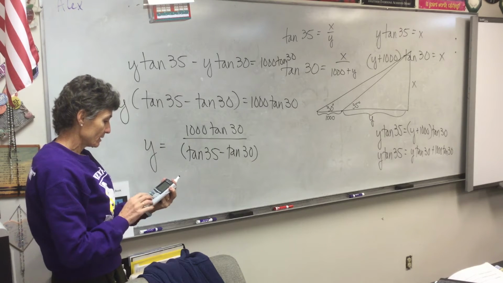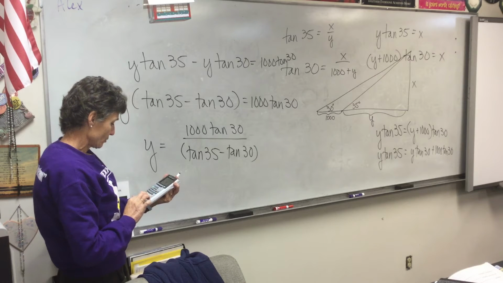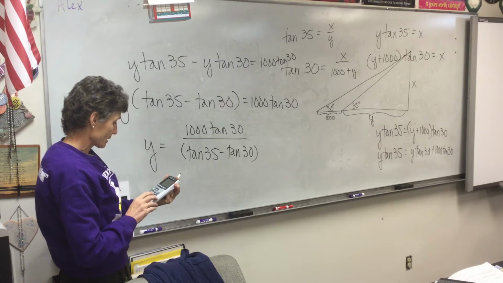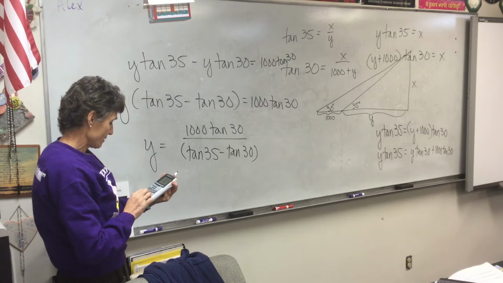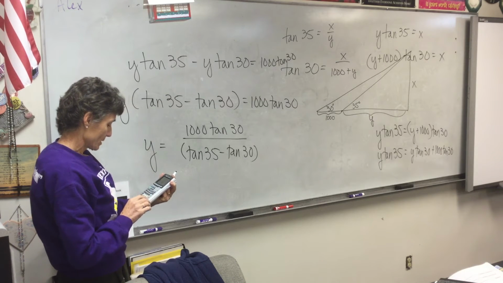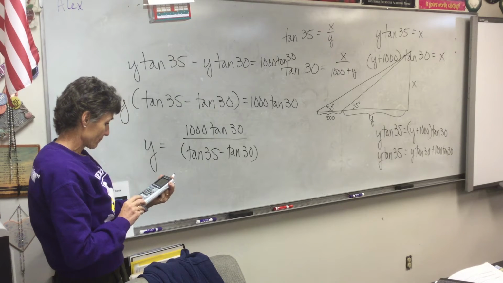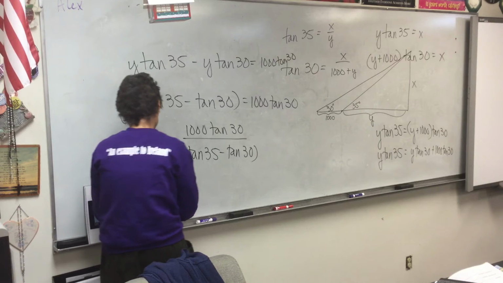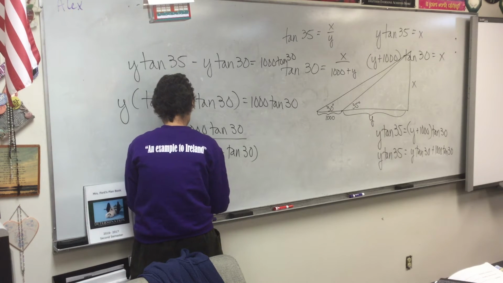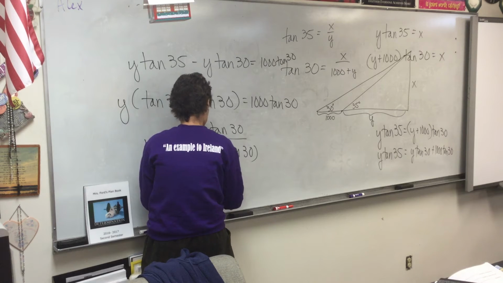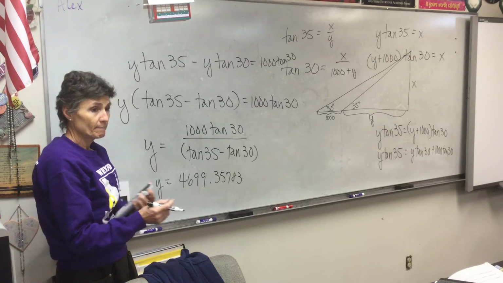I'm changing my calculator to degrees. Now I'm going to do 1,000 tan 30. And then divide by parentheses tan 35 minus tan 30. I got 4699.35783. What about you? That's what you got?